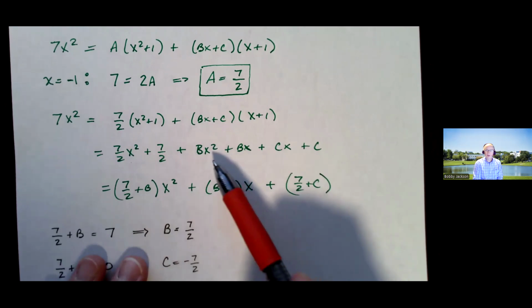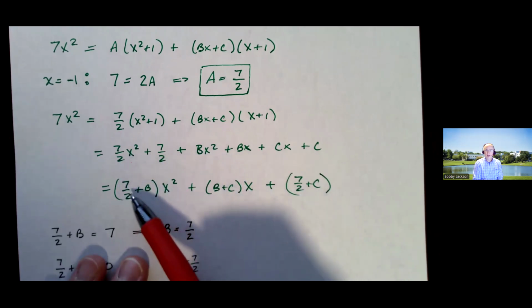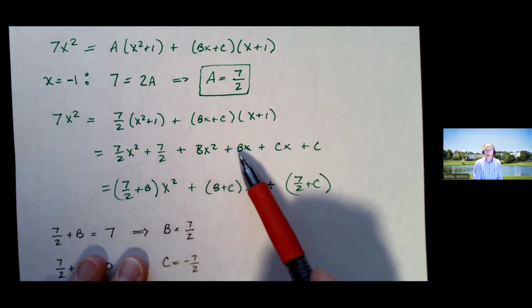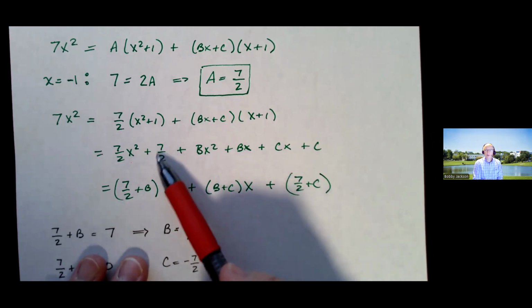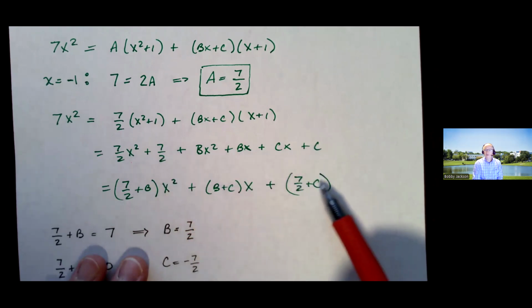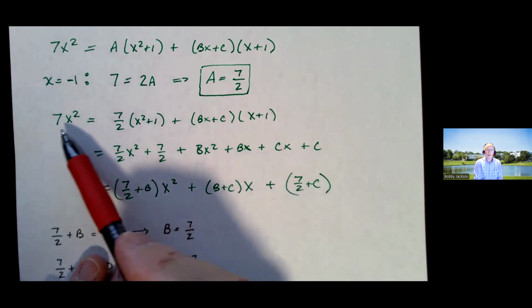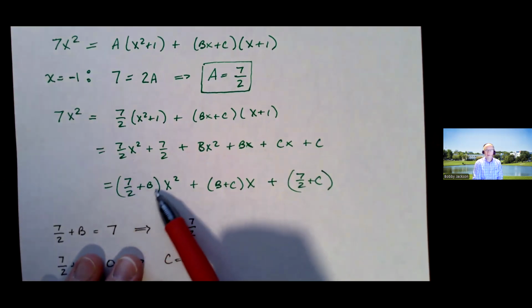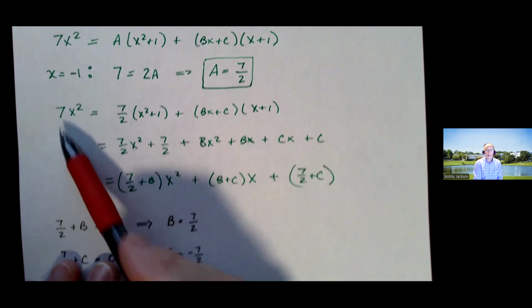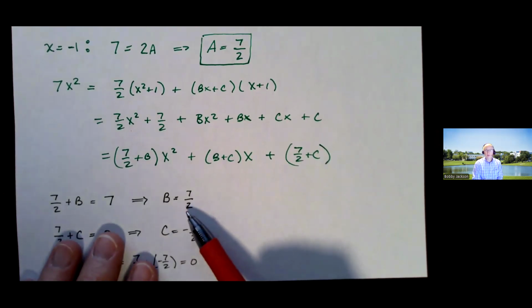So my x squared terms here and here, I'll do 7 halves plus B will be the coefficient of that. My x terms are B plus C times x, and my constant term, 7 halves plus C. So comparing this to the original polynomial here on the left, which is just 7x squared, in order for these to be equal for all values of x, we have to have the coefficient in front of x squared equal to 7. So 7 halves plus B is 7, meaning B must also be 7 halves.